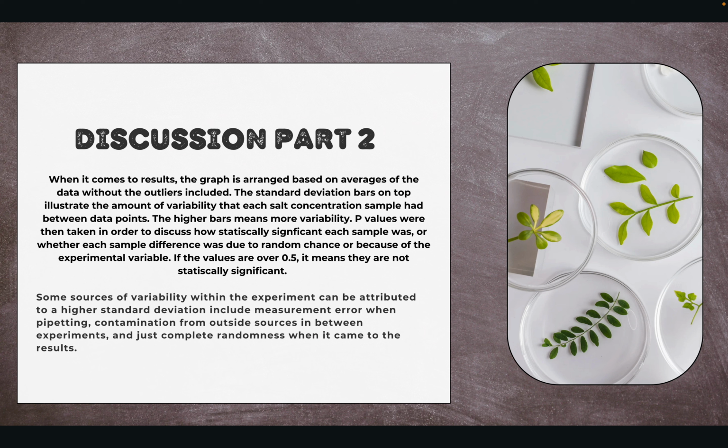And then down farther, some sources of variability that we found in our data, that can be attributed to higher standard deviation, includes measurement error when pipetting, contamination from outside sources in between experiments, and complete randomness when it came to the results as well.